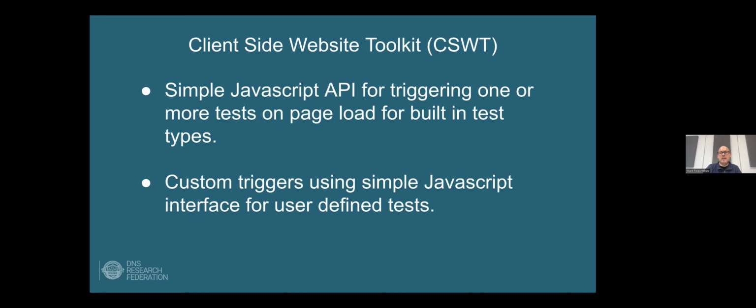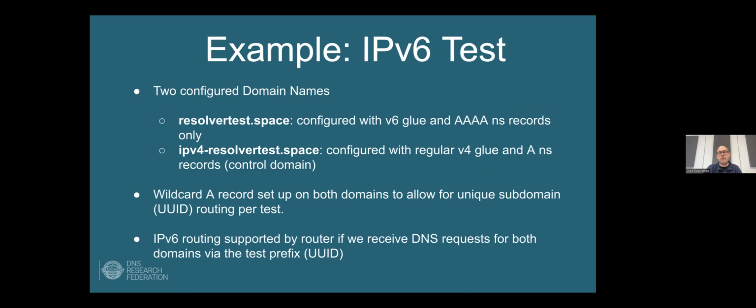And in the same way as the server side is extensible, it's possible to create your own JavaScript triggers for tests that you might write to encode the different logic that you might need for a given test. In some cases, tests may require more than one request, for example. That can be easily configured and built using the JavaScript APIs supplied as part of the client-side toolkit.